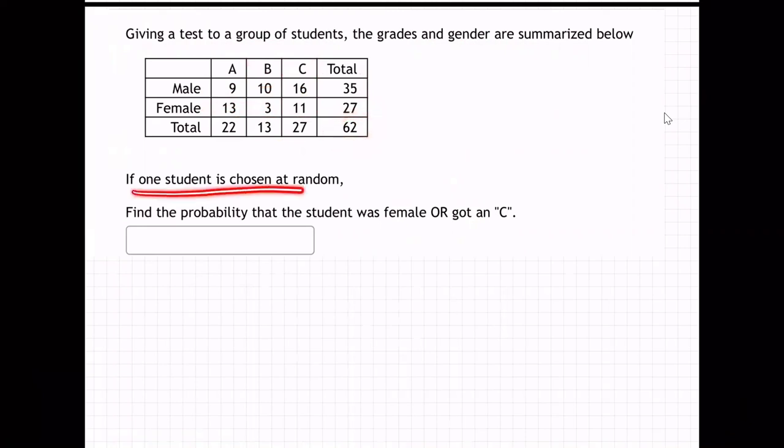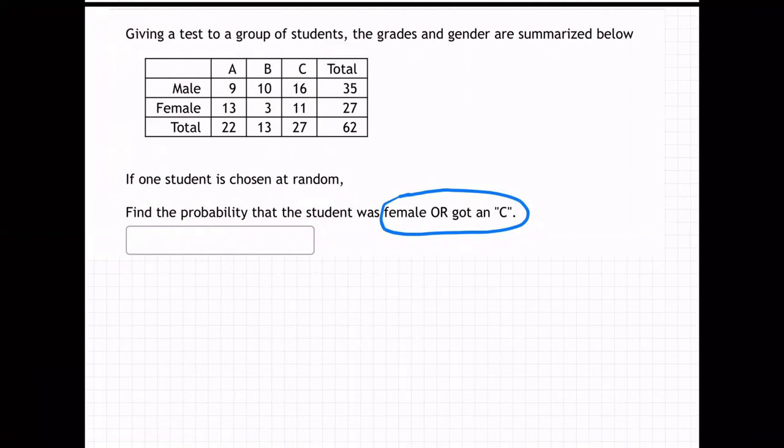Okay, so if one student is chosen at random, find the probability that that student was female or got a C. Female or got a C. So the or is often tricky for people. It means we want to add, so let me write it this way.